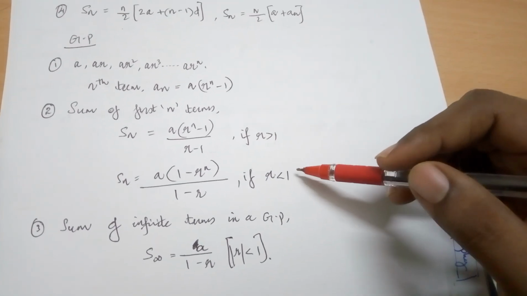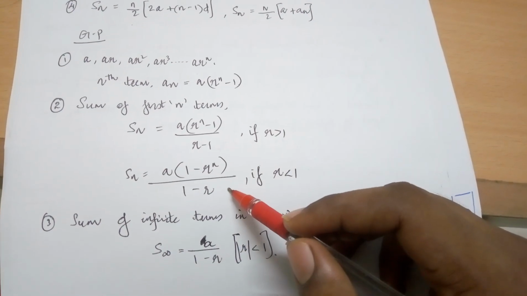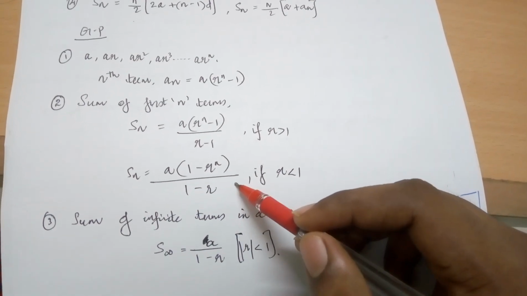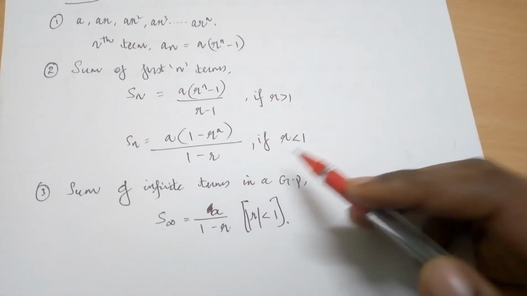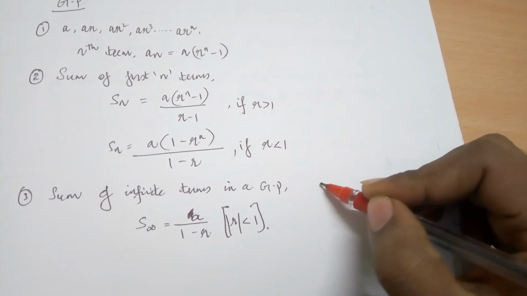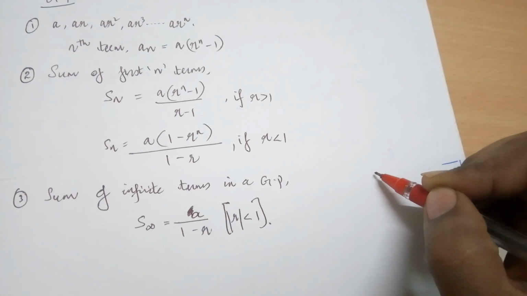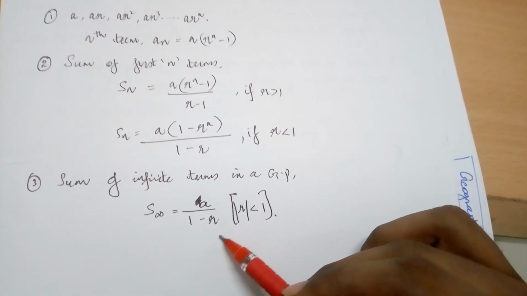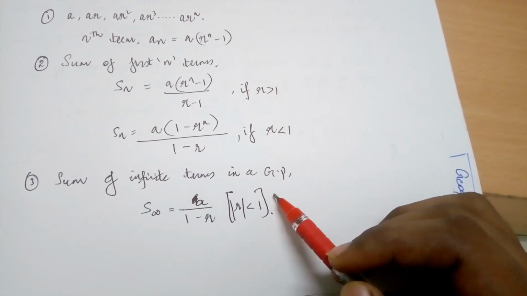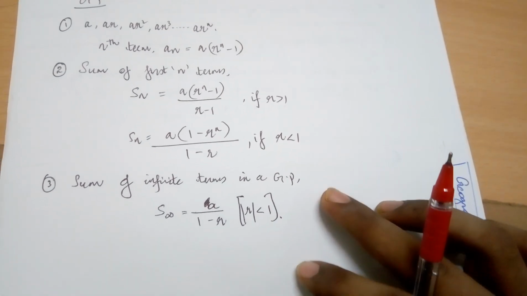Then if the value of R, the common ratio, is less than 1, this is the formula you have to apply. So that will definitely help you. Hope you will study this. Then the sum of infinite terms of a GP. If a GP goes on and on up to infinity, you can use this formula: S infinity is equal to A by (1 minus R), and the value of R will always be less than 1. That is how infinite terms work.